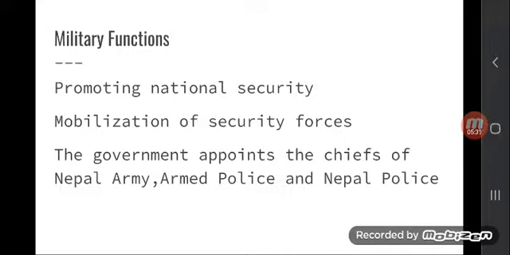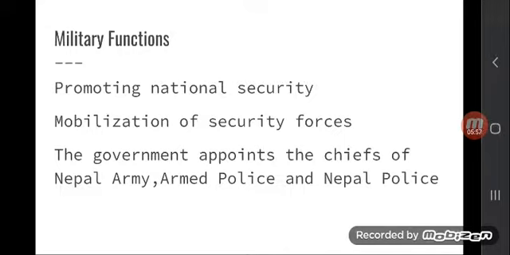So government has the right, the executive has the right to appoint the chiefs of Nepal Army, Armed Police, and Nepal Police. These are the military functions of the executive. Dear students, executive is very important, to run development projects, to implement laws and other policies as passed by the legislature.